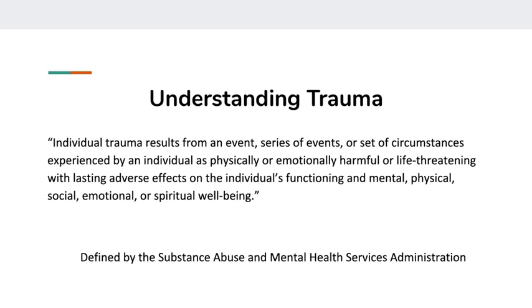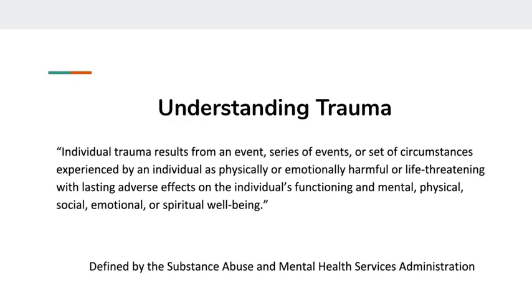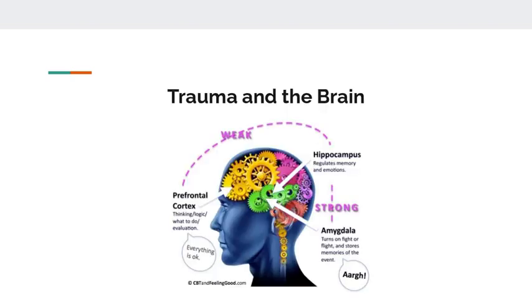So, to understand what trauma really does to a person and how it impacts their physiology, their biology, we need to talk about trauma in the brain. There are three main parts in the brain that really influence trauma response. Those three parts are the amygdala, the hippocampus, and the prefrontal cortex.